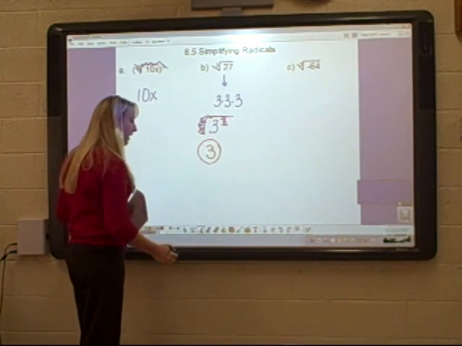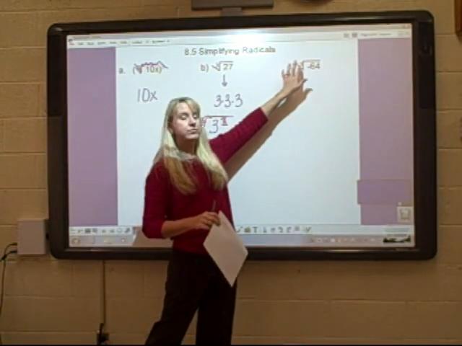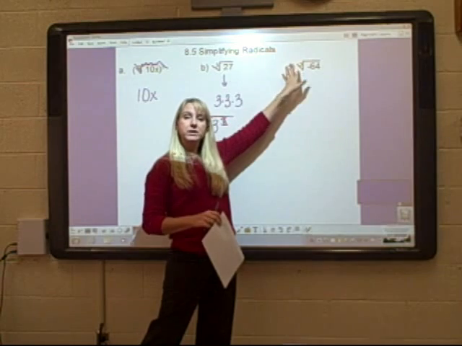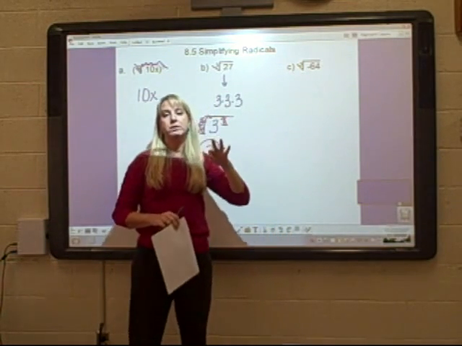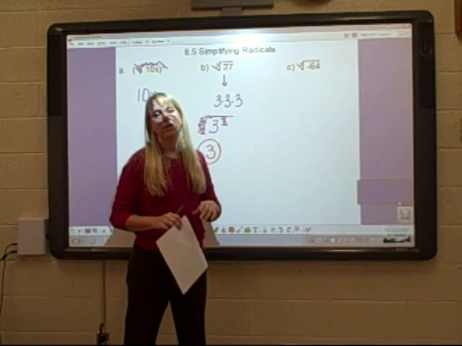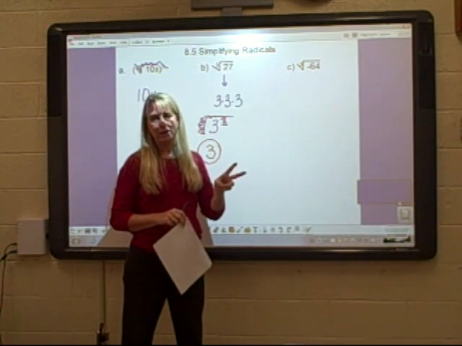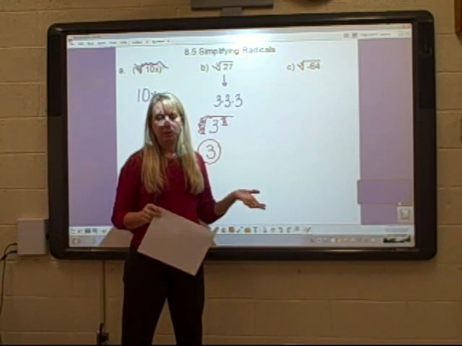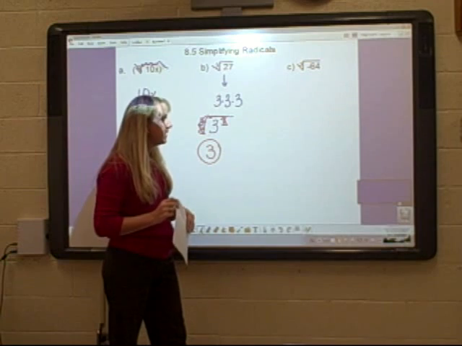Now, we can have negatives when we have indices that are odd. Because if we take 3 negatives and multiply them by each other, we end up with a negative. With square roots, you can't, because if you take a number times itself twice, if it's a negative number, it becomes a positive. So we can have those negatives.